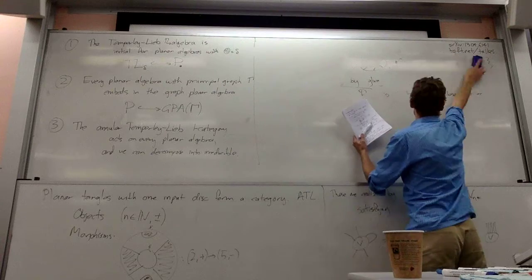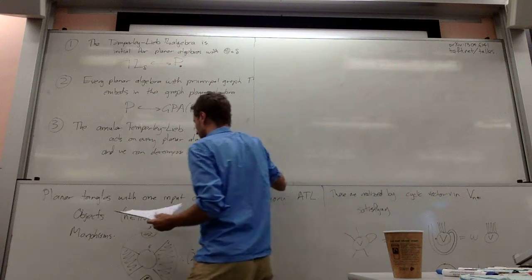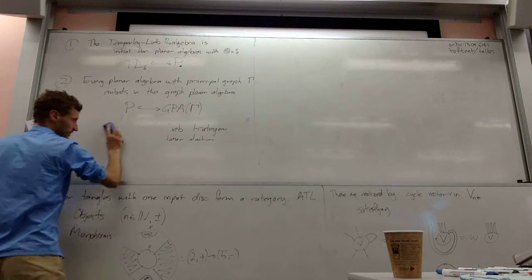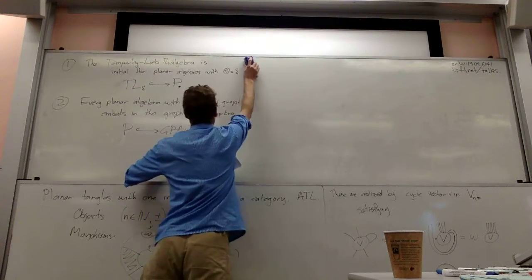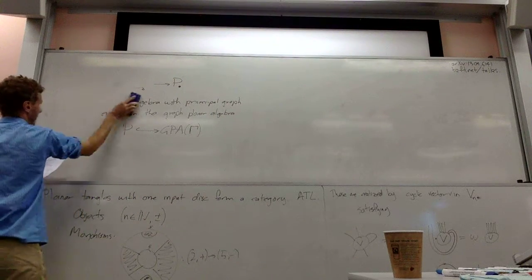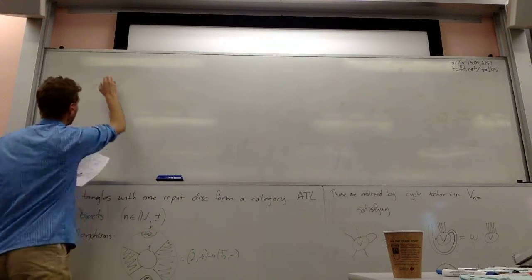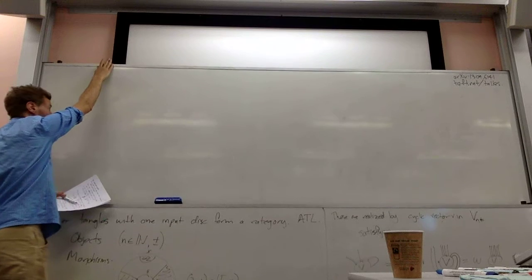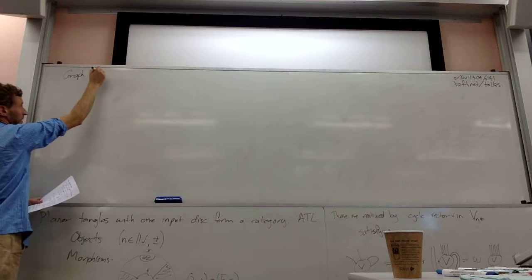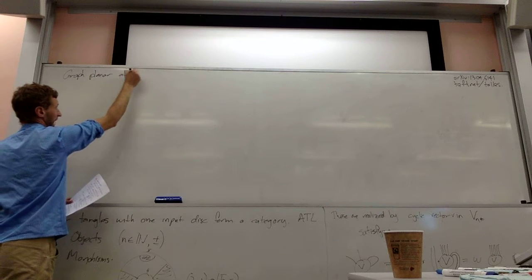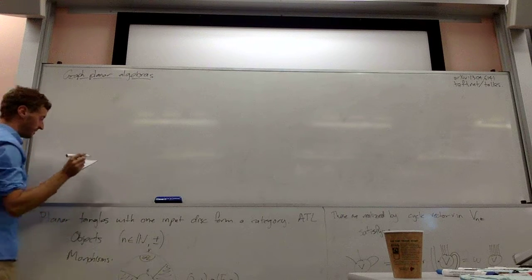Okay, so the point of the graph planar algebra is that we're just going to define some planar algebra solely using the principal graph. And it's going to be pretty straightforward. We just need to find a bunch of vector spaces and actions of planar tangles on them, just using the data of the principal graph.